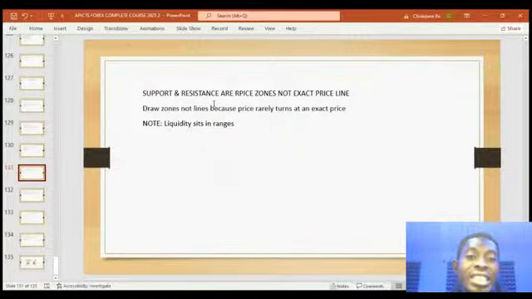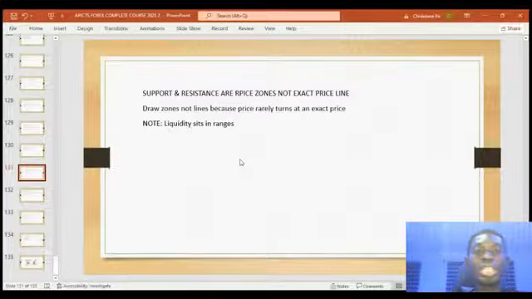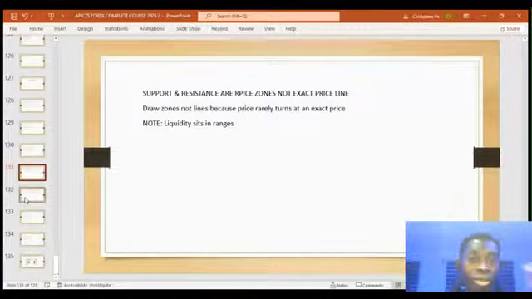It sits in ranges. It's about price range, and you need to pay attention to that. It's about price range, which we're going to be talking about in the future.